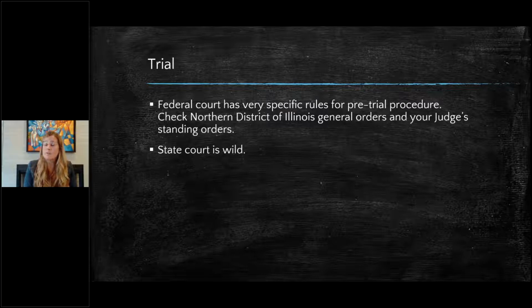So finally, trial. This could be its own CLE, obviously, how to conduct a 1983 trial or a state court trial. But some things to think about: federal court has very specific rules for pretrial procedure. You need to check the Northern District of Illinois' general orders and also your judge's standing orders. Similar to summary judgment, the procedure is very prescribed in federal court. I know that some people don't like it because they say it's too strict or requires too much of you. I like it, but I'm the sort of person that likes order and advance notice of things.